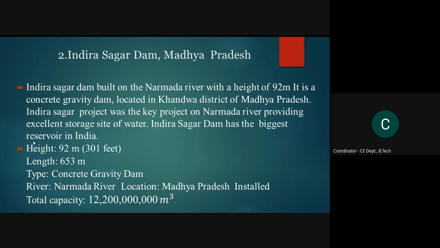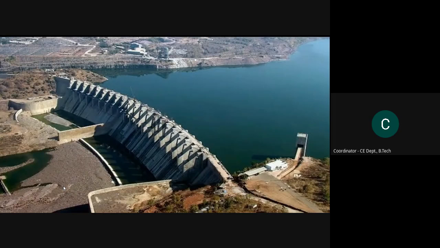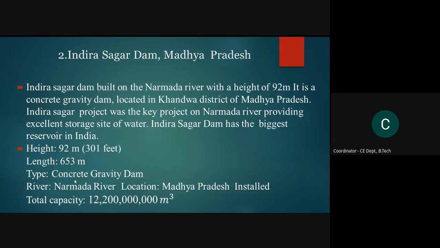The height is 92 meters and the total length is 653 meters. The type is a concrete gravity dam, and the river is the Narmada. The location is Madhya Pradesh, and as you can see, it has the highest storage capacity of any dam in all of India. So this dam has been constructed majorly with a focus on the storage of water.